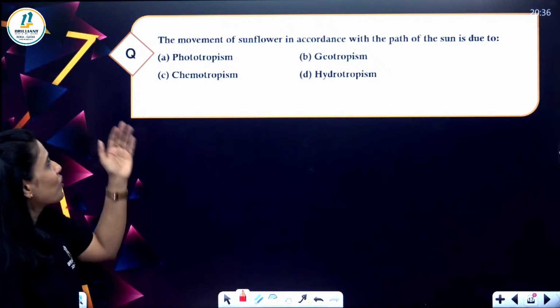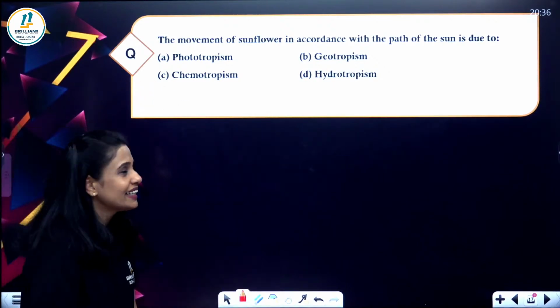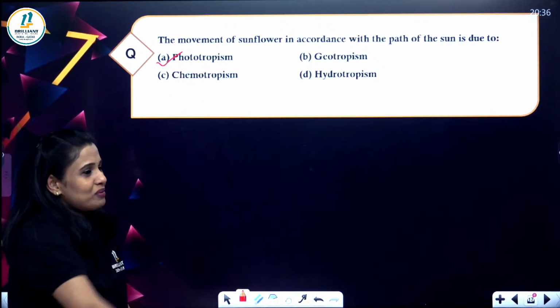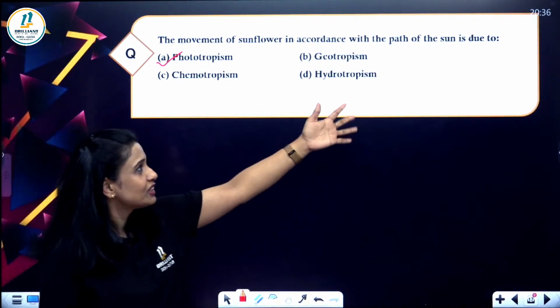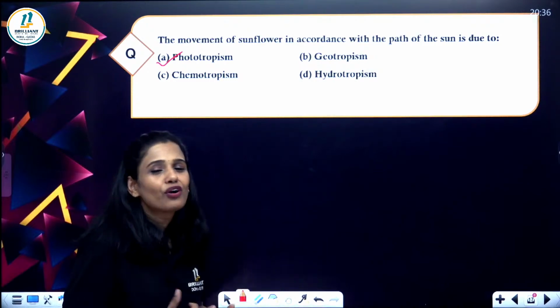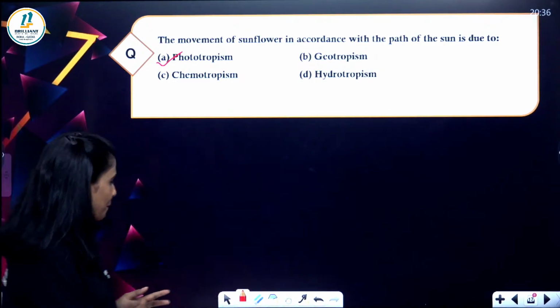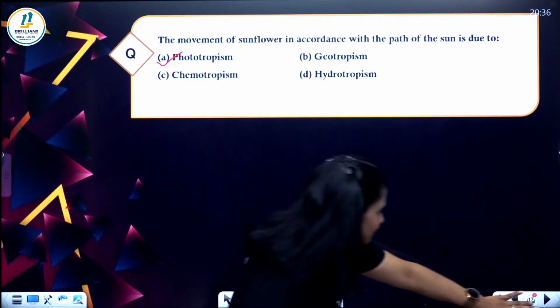It is phototropism. Option A. Very good. The movement of sunflower in accordance with the path of sun is due to phototropism. It is option A. Okay, let's do the next one.